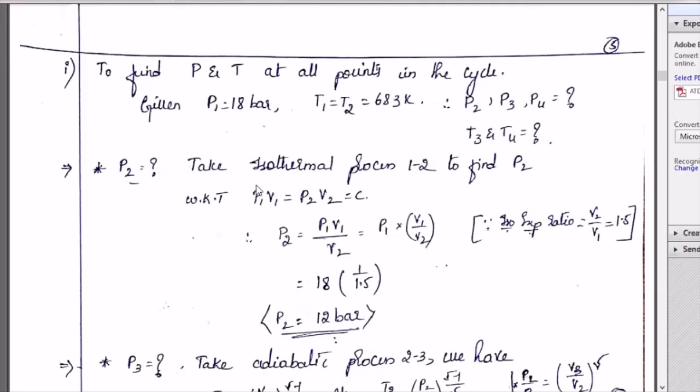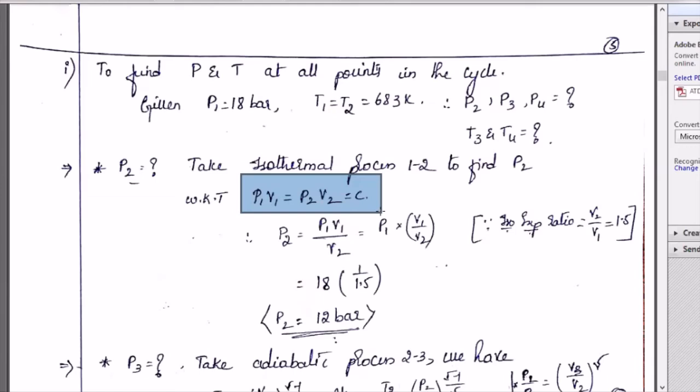For isothermal, we have PV is equal to MRT, the characteristic equation or ideal perfect gas equation. T is temperature, which is constant because it is isothermal. M is constant, R is constant. What is remaining? Only PV. So PV is equal to constant. As there are two states in this process, I can write P1 V1 is equal to P2 V2 is equal to constant.